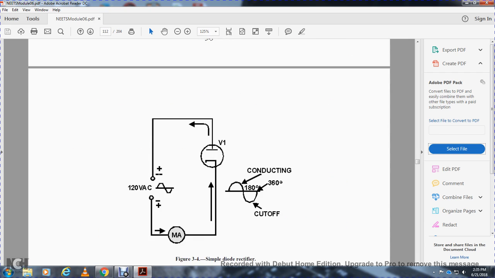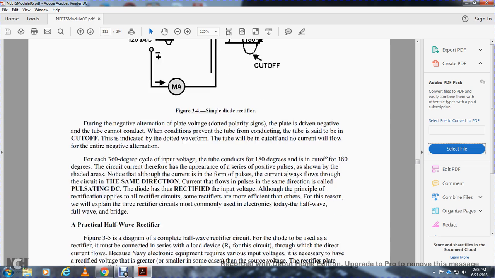This shows the 142 volts AC going into your diode rectifier, between plate and cathode, then from 180 to 360 degrees, cutoff.